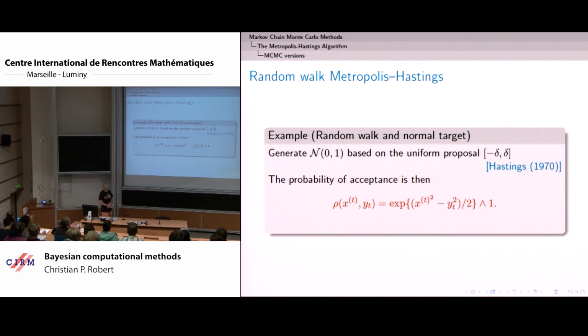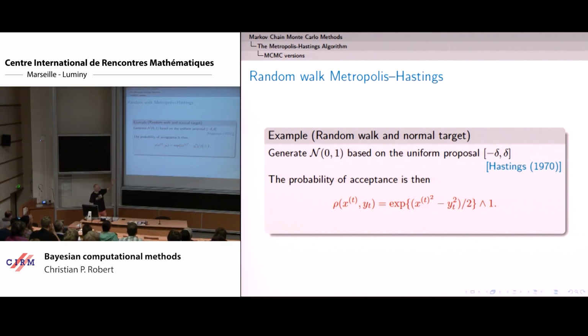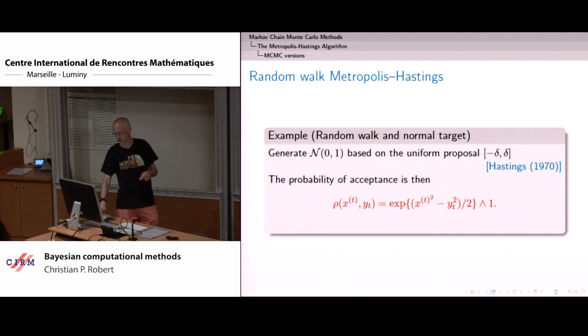And well, that's one proposal that you find in the historical paper of Hastings. Like, it's a toy problem simulating a normal. You can use a uniform that has a smaller support compared with a normal, but because it can move anywhere in a finite number of steps, that still produces an irreducible Markov chain. And well, the probability of acceptance in that case is directly given by the normal density, because the proposal is symmetric. When I say uniform proposal on minus delta delta, this is a distribution of the noise, of course, that you add to the current value.